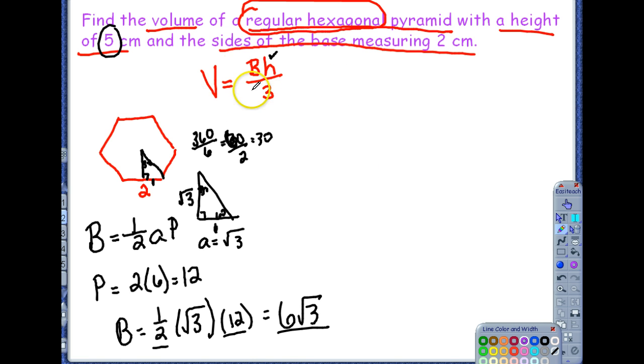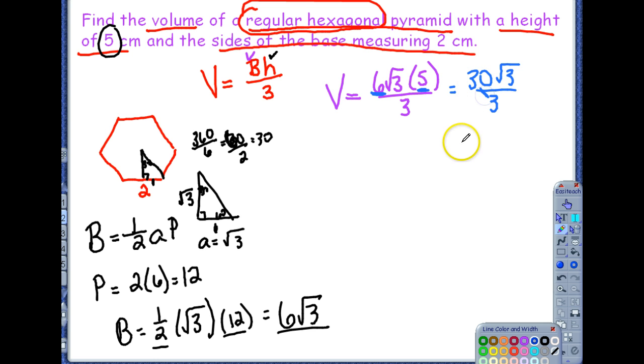And if we go back to our original formula, because now we have base area, that volume is going to equal 6 radical 3 times my height of 5, and then divided by 3. Now, I'm going to multiply the 6 and the 5 up top, and that gives me 30, and then I have radical 3. And then divide that by 3, I get 10 radical 3. That would be the exact answer. And I'm noticing there are units, so we probably want to go ahead and round it. So it's about 17. Sorry. That's okay. So the volume is approximately 17.32 centimeters cubed, because we're talking about cubic units.